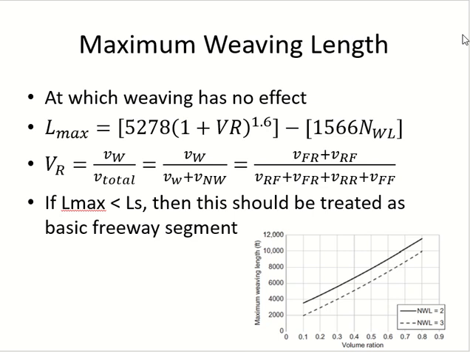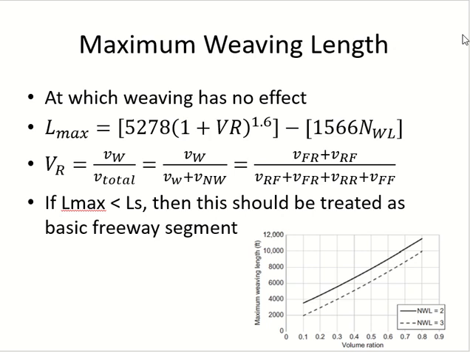Then I said, whatever distance you have between the ramps, you should check it with a standard length. The standard length is called Lmax, meaning weaving length. To calculate weaving length, I need VR and number of weaving lanes. So this is where we are using the number of weaving lanes. And what is VR? VR is volume ratio. Volume ratio meaning weaving volume upon total volume.